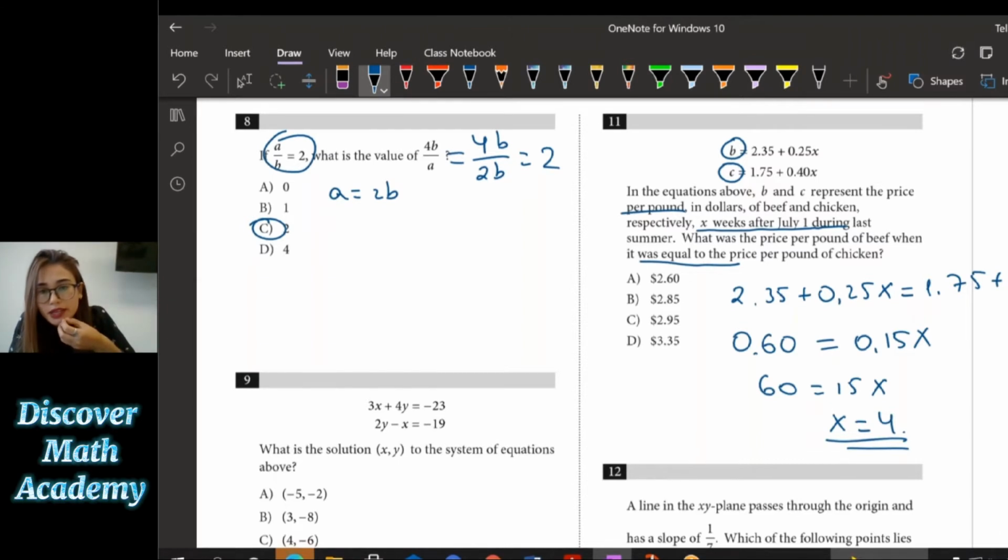What they ask is, what was the price per pound of beef? We need to find beef. 2.35 plus 0.25 multiplied by 4. 2.35 plus 1, it's going to be 3.35. The answer is D.